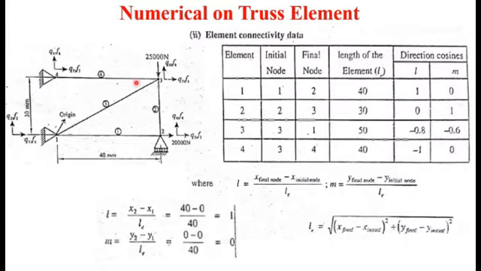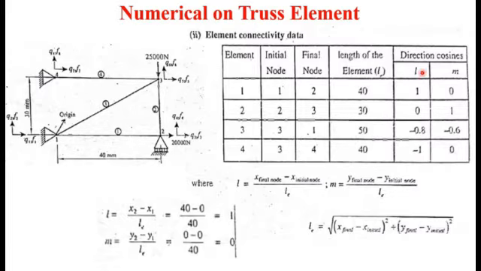Now for the third element, it is an inclined element, so we have to calculate the length of the element by using this formula. In this third case, x1 and x2 values are already known: x2 is equal to 40 and x1 is equal to 0, so 40 minus 0 whole square, plus y2 is equal to 30 and y1 is equal to 0, so 30 minus 0 whole square, so 40 square plus 30 square. By using this formula, when we calculate the length of this third element, it will come 50 mm. Okay, length of the third element.